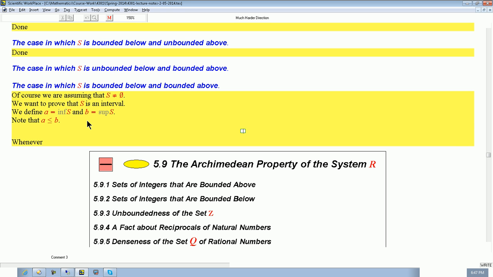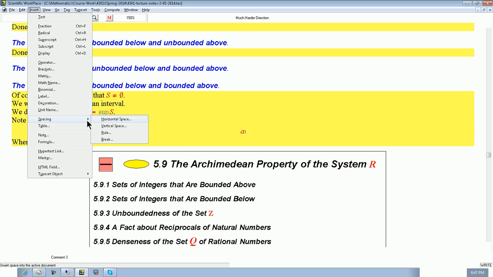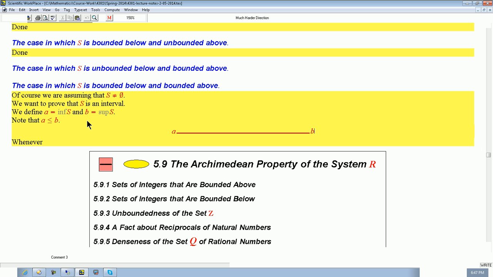So here's a picture. That's what A looks like. And here's a bit of number line, and here's what B looks like. Okay? Of course, A could be equal to B, but I thought it might look cuter if I make A less than B in my picture. Okay? Now I'm going to say whenever X is less than A, whenever means for every. Do you understand? Whenever is a for every statement. Whenever X is less than A, we know that X cannot belong to S.